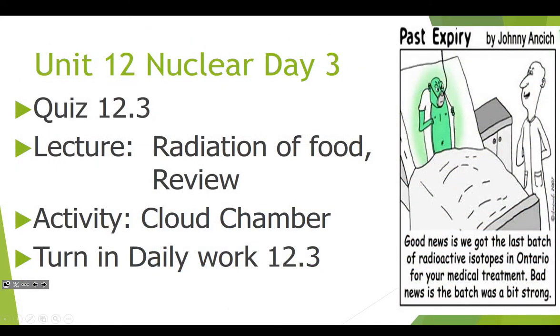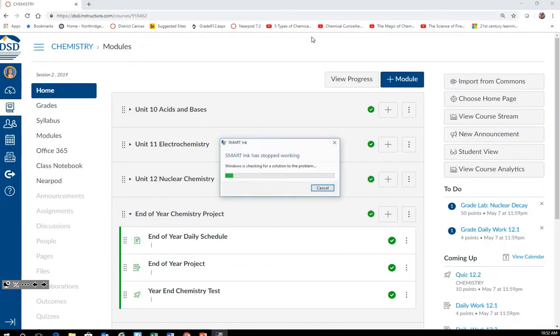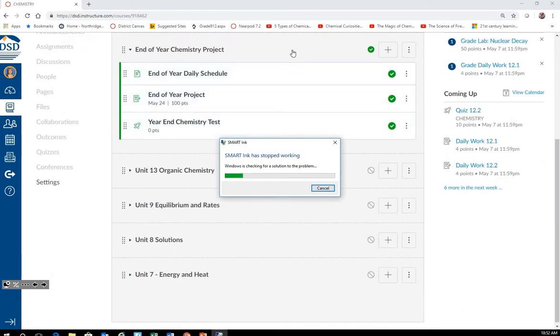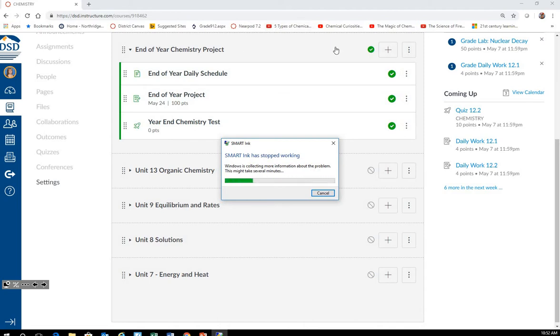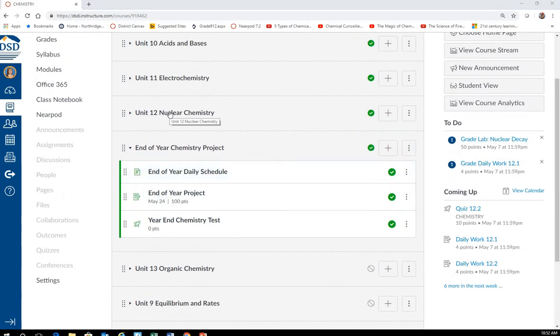Oh, there was one other thing I wanted to show you really quickly. Let me do that. If you go into Canvas, bring Canvas up here real fast. Okay, if you come in, whoa, hello. If you come into Canvas, and you come down to, I don't care about Smart Ink, go away, it's being dumb. It won't let me do anything without, okay. So this is the nuclear chem that we're in right now. If you go right below it, there's end of year project.